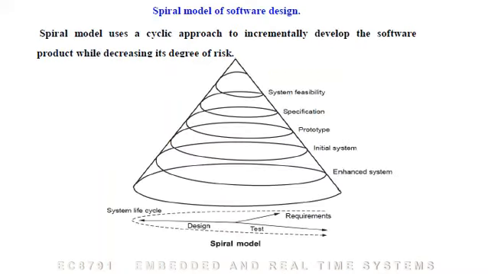Spiral model of software design. The spiral model uses a cyclic approach to incrementally develop the software product while decreasing its degree of risk. It is a software spiral model: system feasibility, specification, prototype and initial system, enhanced system. It's a life cycle of the system.